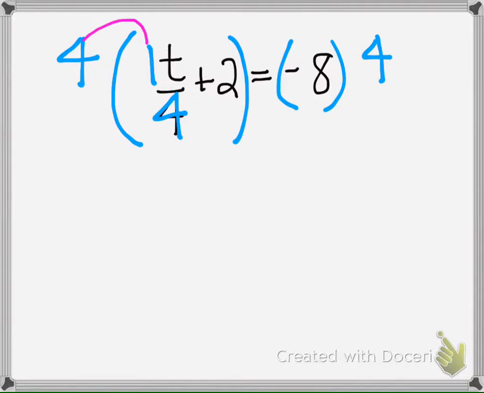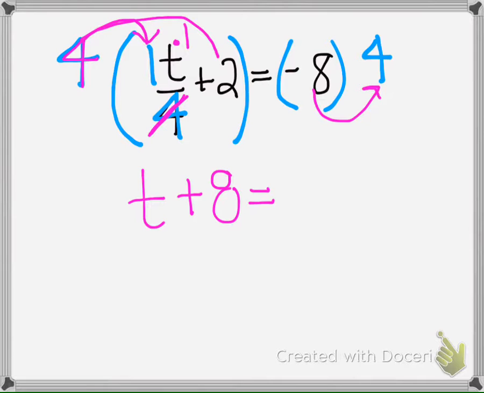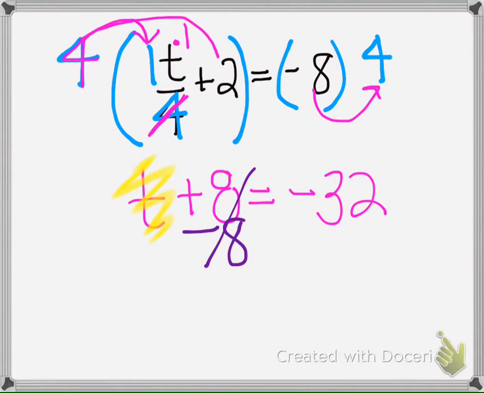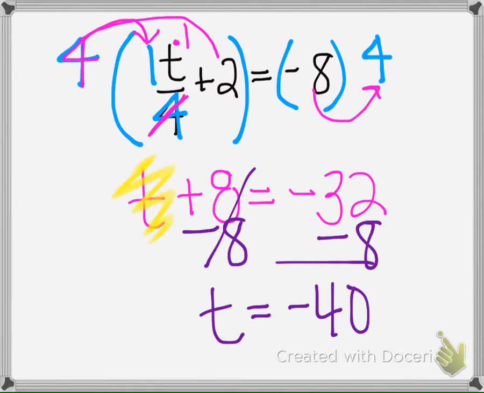So then we'd have 4 goes into this 4 here once. And then we'd have 1 times 1 is just t. And then 4 times 2 is 8. And then negative 8 times 4 is negative 32. So now I need to get rid of that plus 8. So we're going to take away 8. And then we get negative 40.